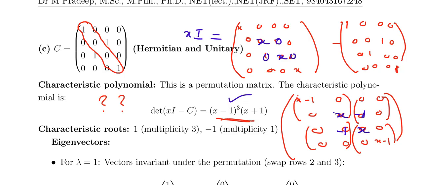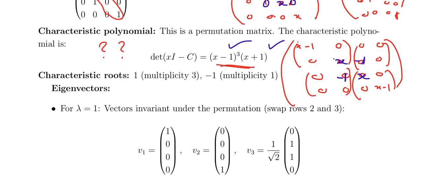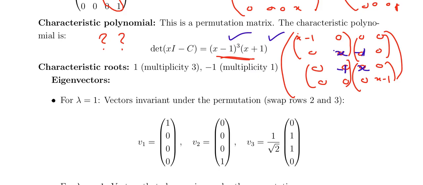So the matrix x minus 1 into x, 0 0 minus 1 0 0 minus 1 0 0. Expand the determinant. If you expand the determinant, we get this result. Okay. So then (x minus 1) whole cube and (x plus 1). So looking at the characteristic roots, that is multiplicity 3 for 1 and multiplicity 1 for minus 1.